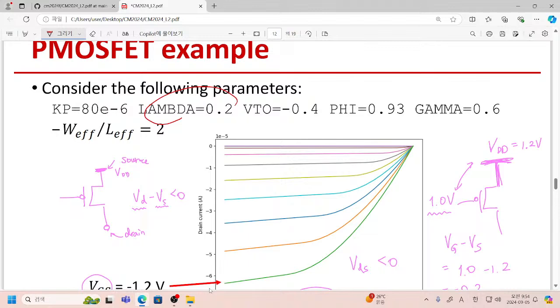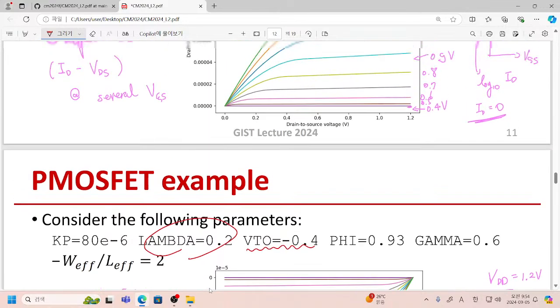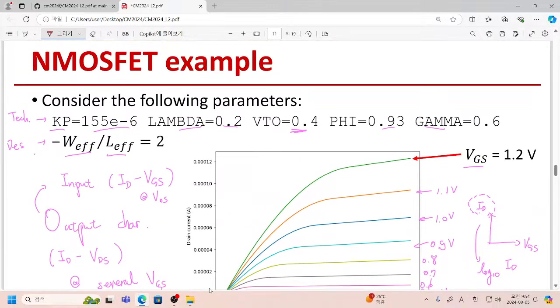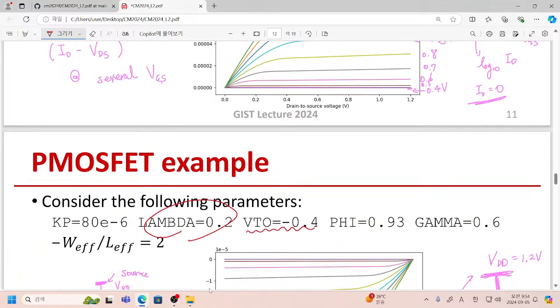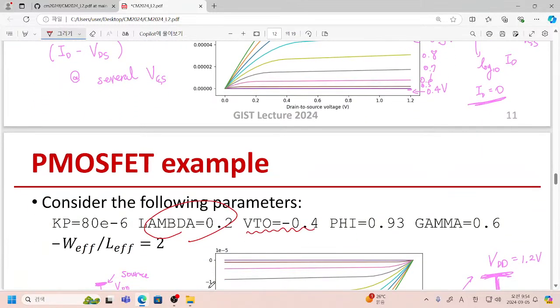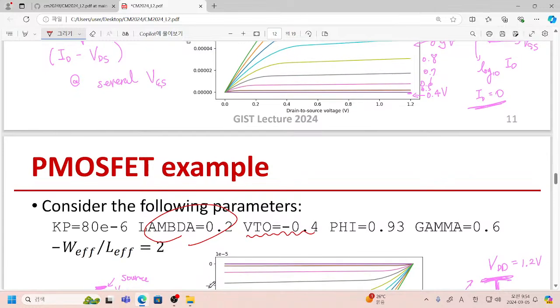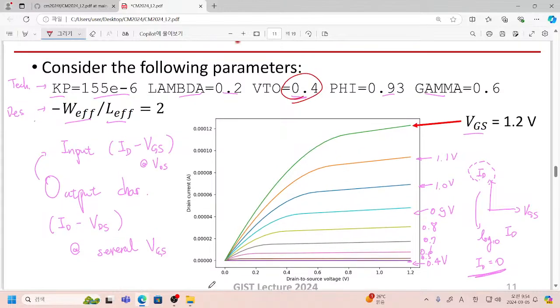For example, lambda is equal to 0.2 and its threshold voltage is minus 0.4 for our PMOSFET. Our NMOSFET has positive 0.4. So they are well matched technology. Both the NMOSFET and PMOSFET have 0.4 volt as the threshold voltage in absolute value. The difference comes from their Kp value.